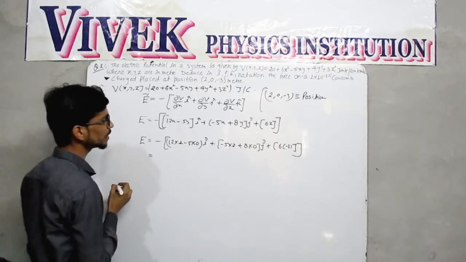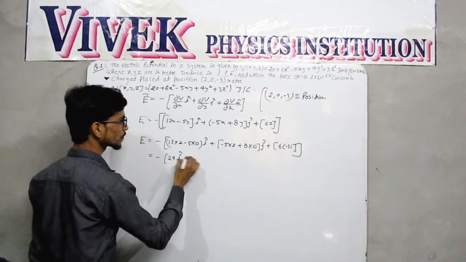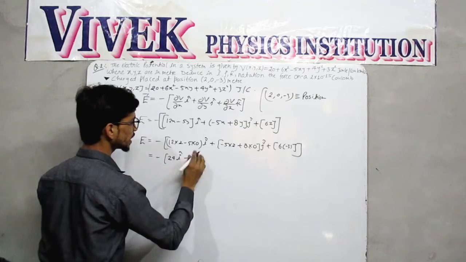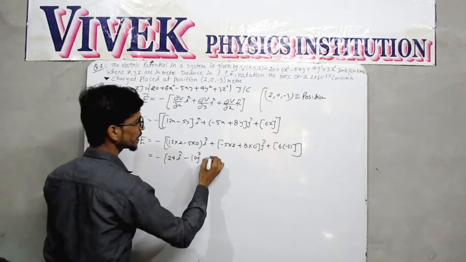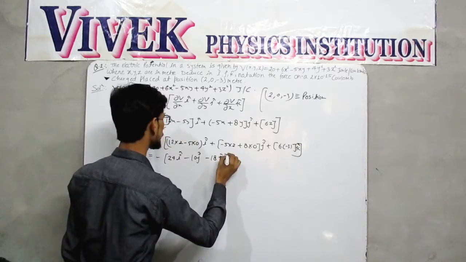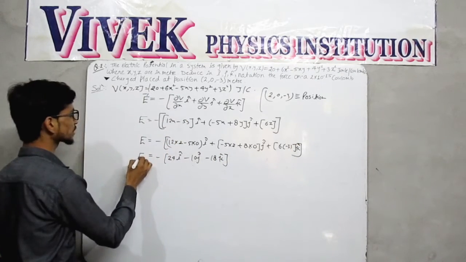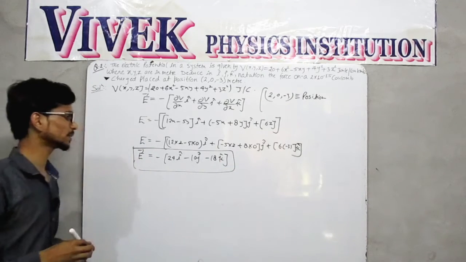which simply leads to 24i minus 10j minus 18k. Okay, so this is the electric field in which the charge is placed.